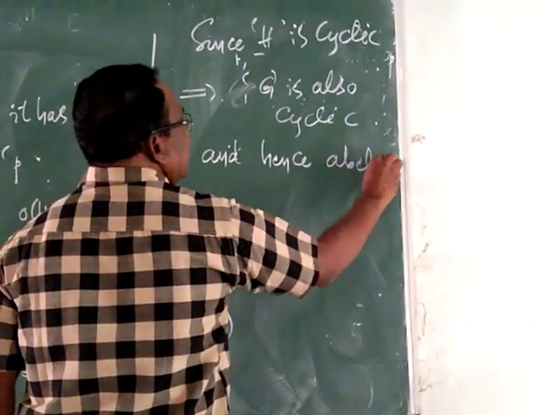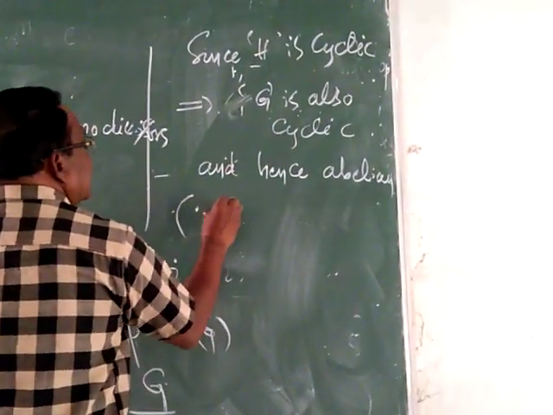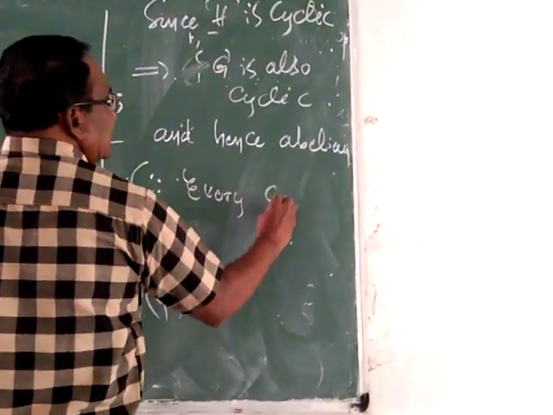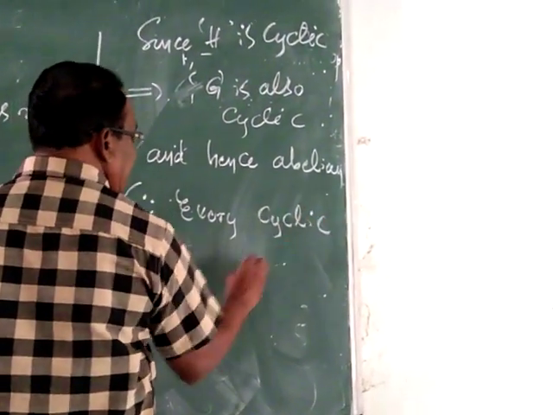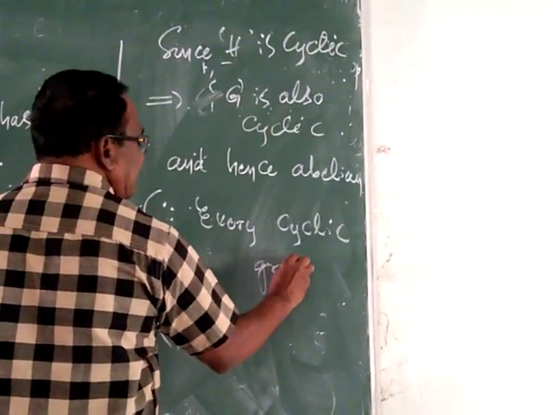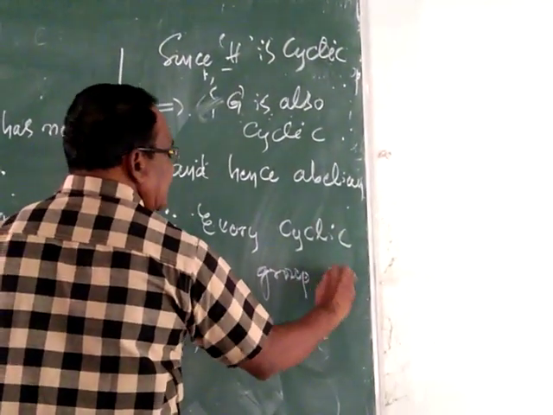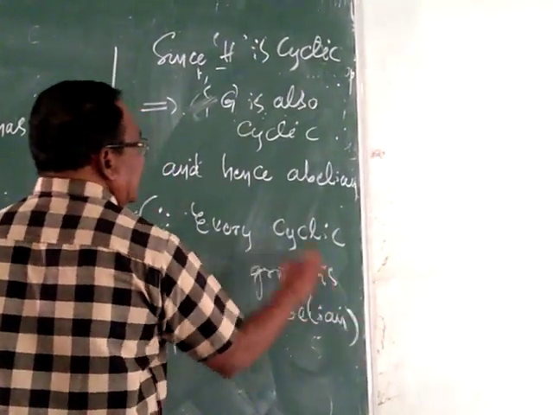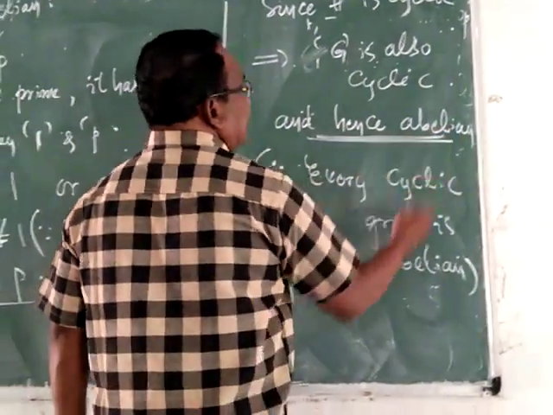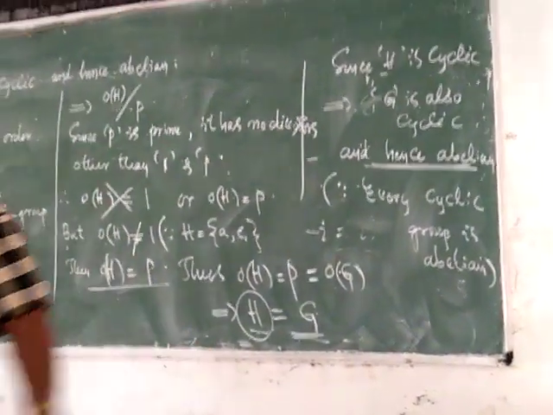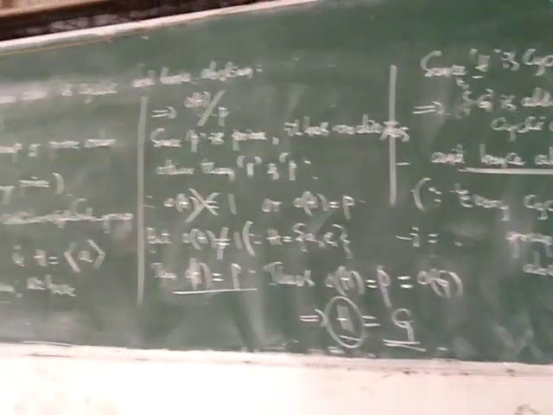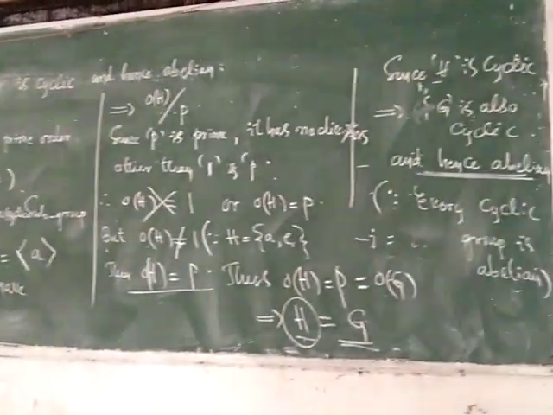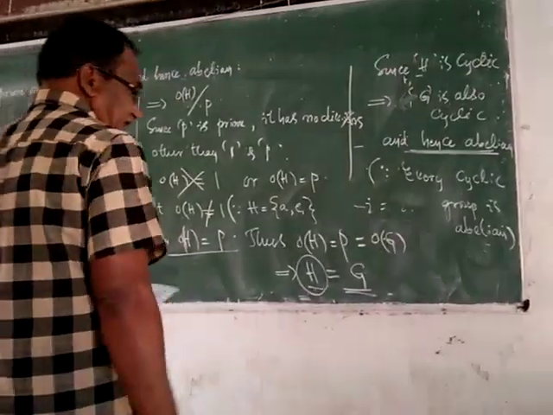Because we have this theorem, every cyclic group is abelian. Therefore, G is cyclic, and definitely it is abelian, and hence the proof. Yes, with this let's go to corollary number 7.